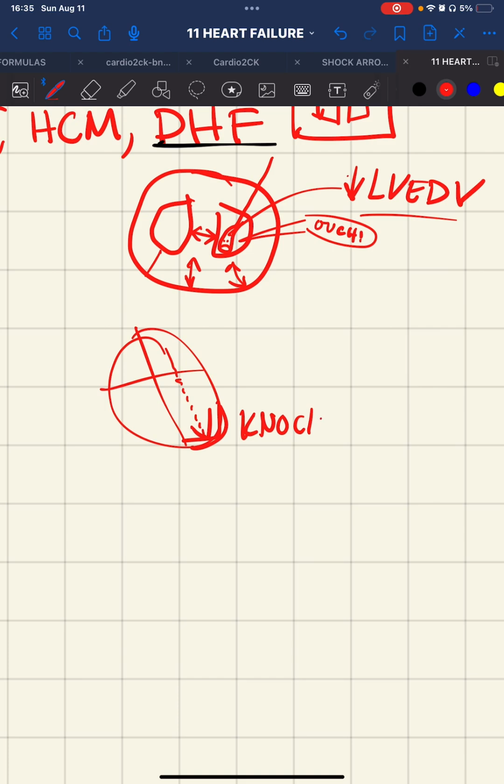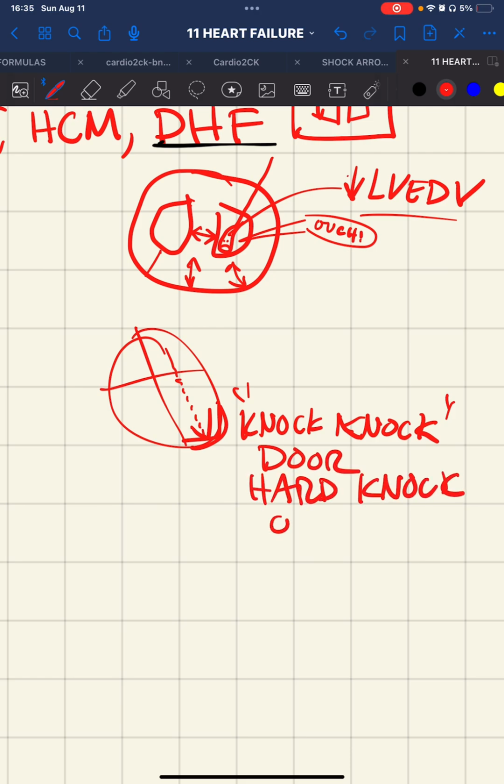Knock, knock. Don't confuse it with a pericardial knock. This is just trying to remember it's knocking on the door. It's a hard knock of S4 hitting a hard ventricle.